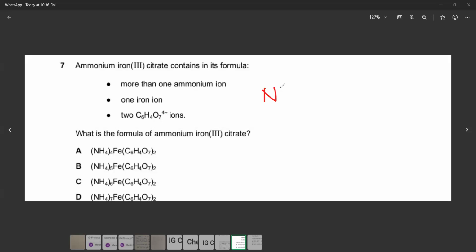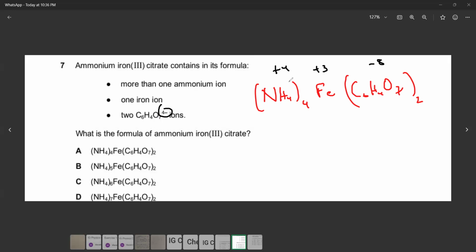So let's check option A. C6H4O7 in a bracket with 2. Each citrate ion is -4, so 2 will be -8. Each ammonium ion is +1, so 4 will be +4. And iron is +3. So this is +4, this is +3, and this is -8. The sum is not equal to 0. The sum is equal to -1, which means this cannot be a formula for a compound. It will be an ion, but it cannot be a compound, because when we add the oxidation numbers, the net oxidation number should be 0 on the compound.